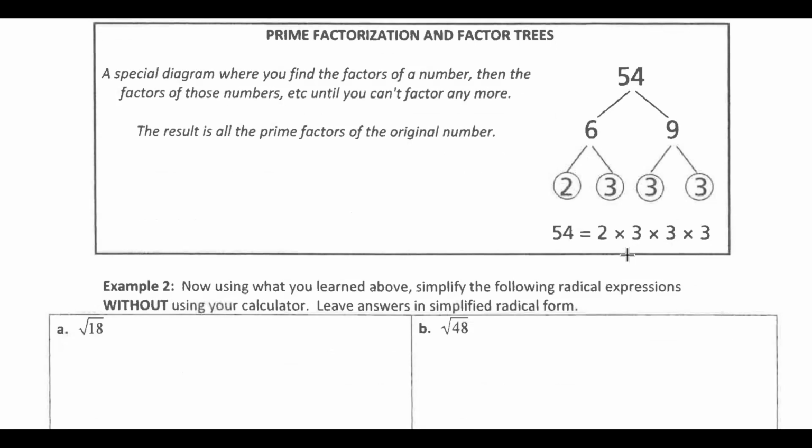Now, sometimes it's not going to be a perfect square, because like the square root of 36, this is what we call a perfect square.